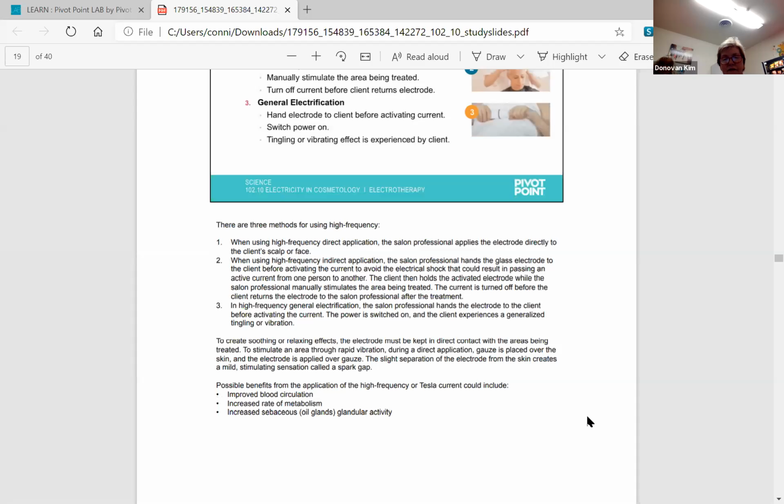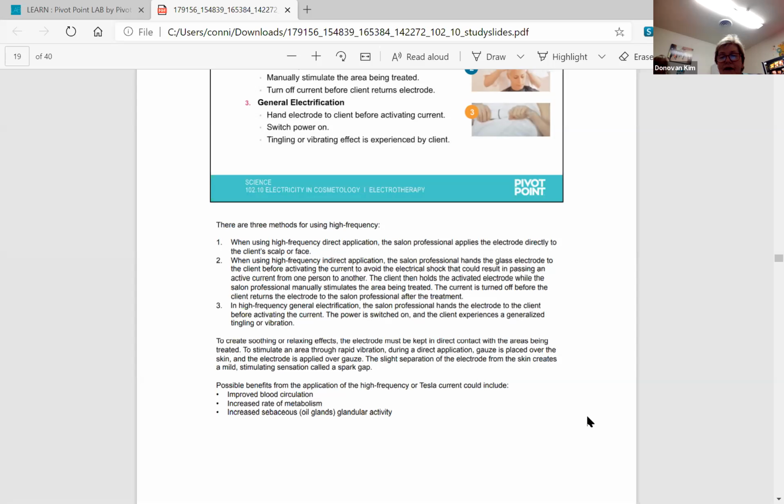So this goes through all of those 3 methods a little bit more. All right. To create the soothing or relaxing effects, again, the electrode must be kept in direct contact with the area being treated. To stimulate the area through rapid vibration, during a direct application, you're going to place gauze over the skin, especially in a treatment room, because in a treatment room, the skin's going to be damp. So if I put a glass electrode, it's going to drag on the skin, and I don't want it to drag. I want it to move lightly over it. So that's what the gauze is used for. So it will slide the electrode over her skin and not drag.